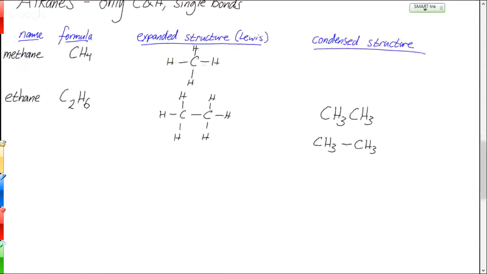A little bit bigger. At three carbons, we've got propane, C3H8. So now we've got three carbons in a row with eight hydrogens around them.